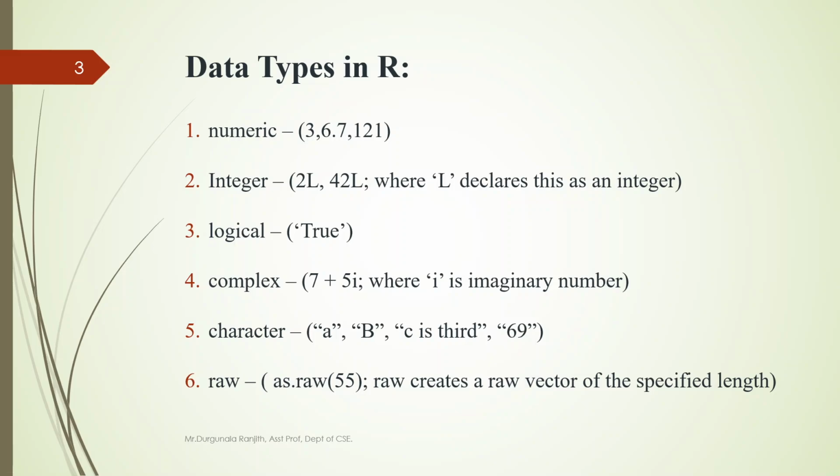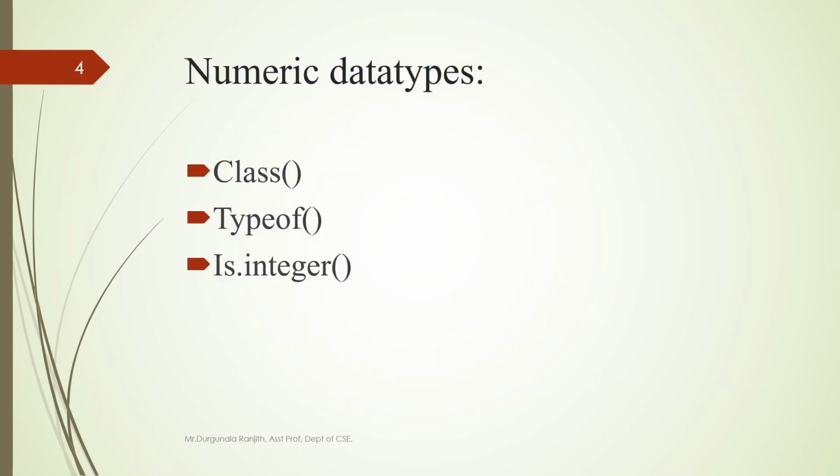The last one is the raw data type. It creates a raw vector of the specified length. When you want to do low level operations, which means byte level operations, then we have to use the raw data type. So these are the different data types of our programming language. Let's get into each one.